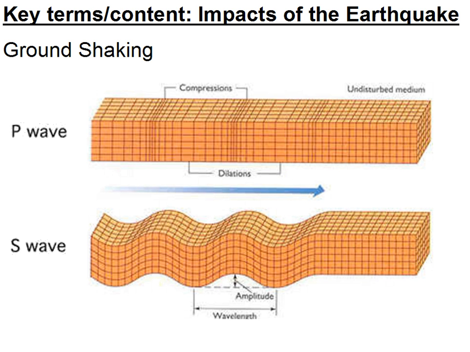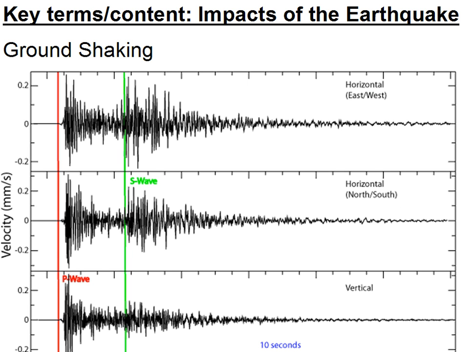In terms of how this looks on a seismograph, this is what we would see. First we see the P waves, then we see the S waves. And on a seismograph there are different ways of measuring the impact or the measurement of the earthquake. So we've got the horizontal east to west movement, horizontal north to south movement, and also the vertical, up and down movement.